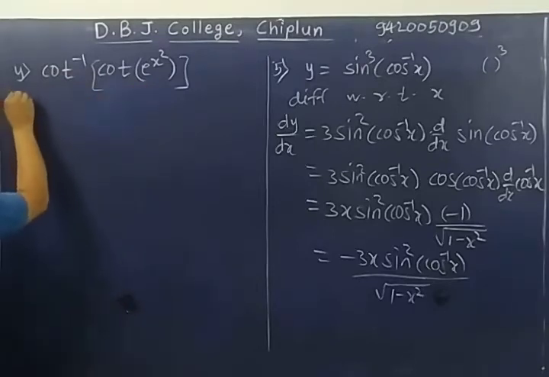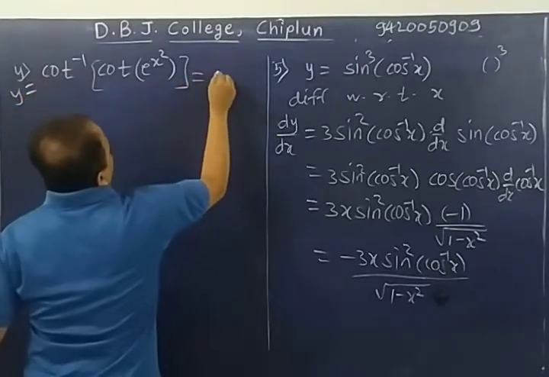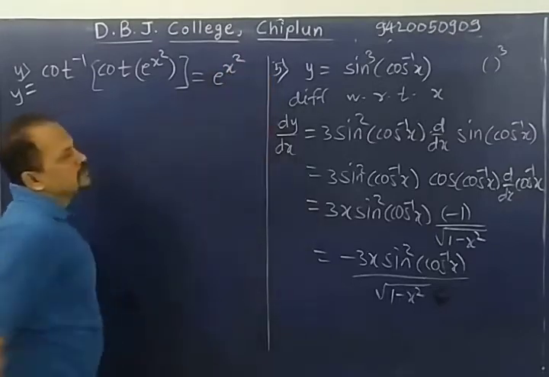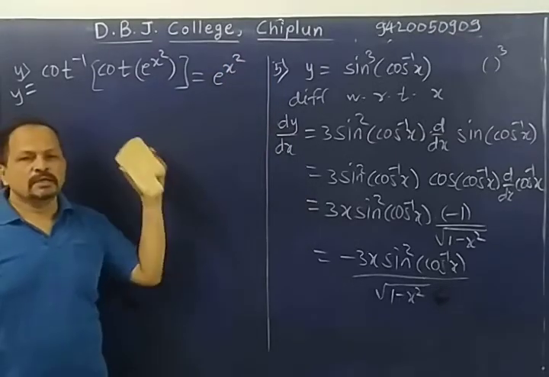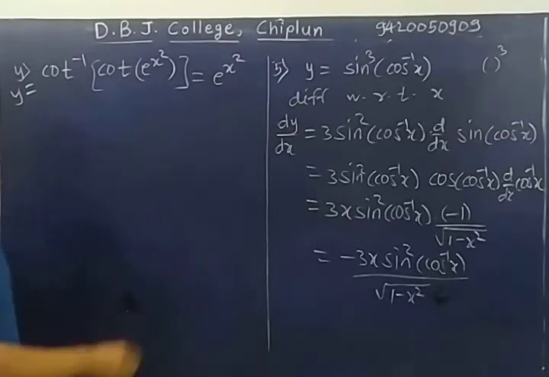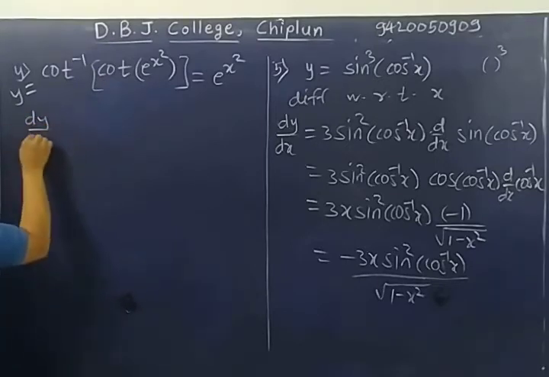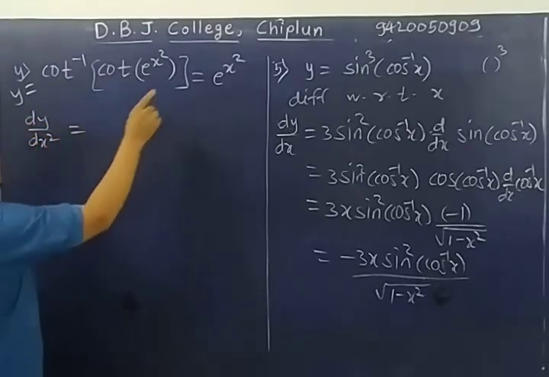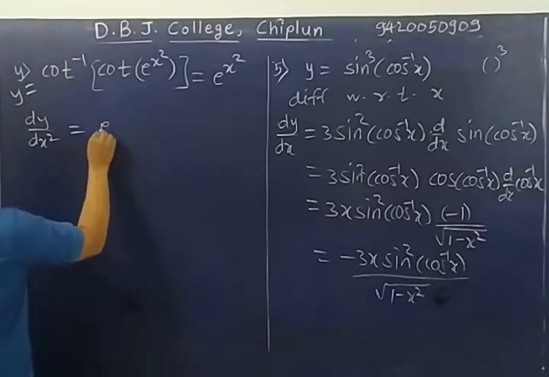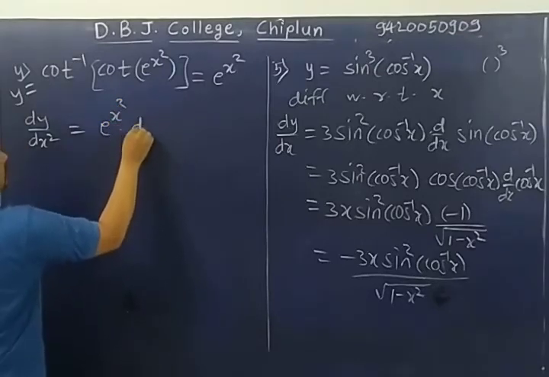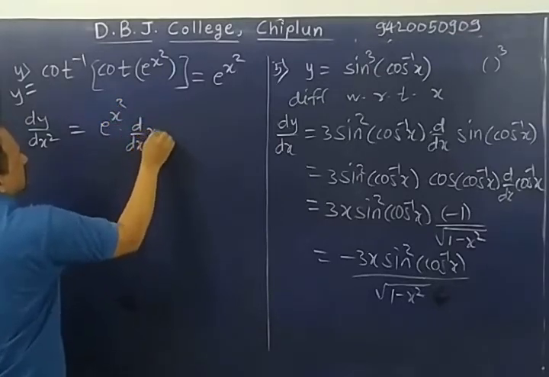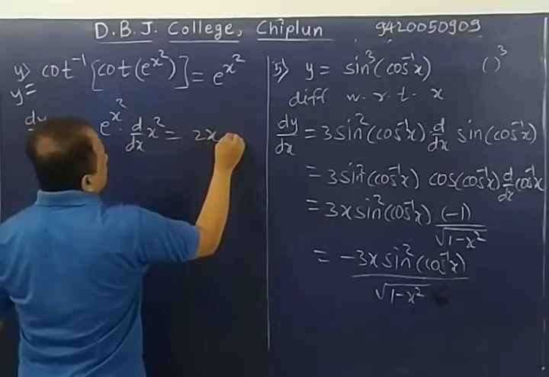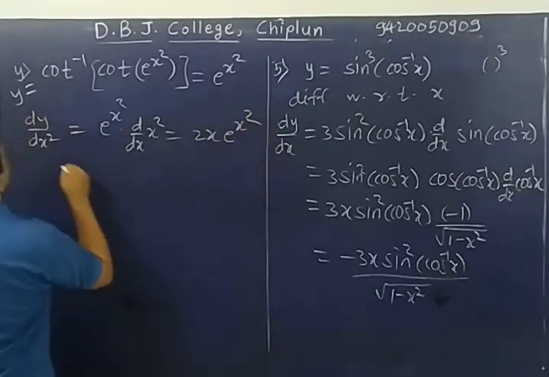Only thing remaining is e raised to x square. So nothing inverse involved in the derivative. So dy by dx, derivative of e raised to bracket is e raised to bracket into derivative of bracket, that is 2x e raised to x square.